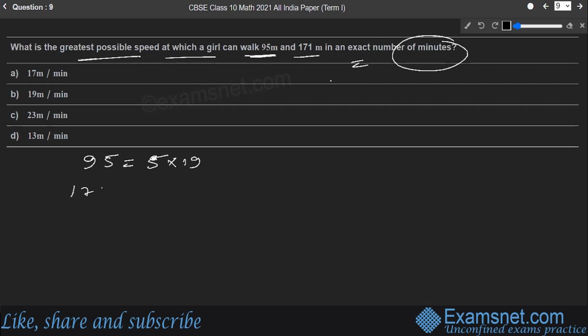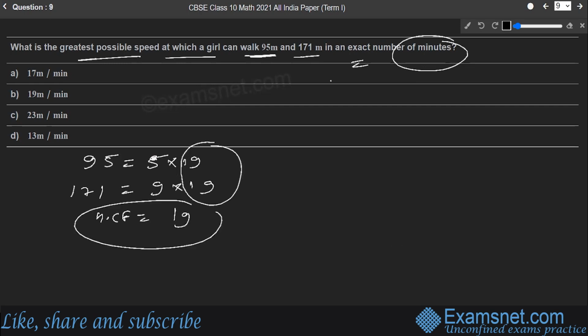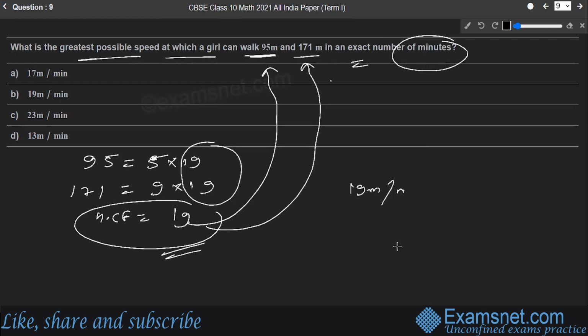Similarly, the prime factorization of 171 is 9 into 19. Now, if you want to calculate the HCF, it is nothing but 19. So the highest common factor between them is 19. So 19 is the number that can divide both 95 and 171, the greatest divisor of them. That is going to be the speed, because it is the greatest value that divides both 95 and 171. So the right answer is 19 meter per minute.